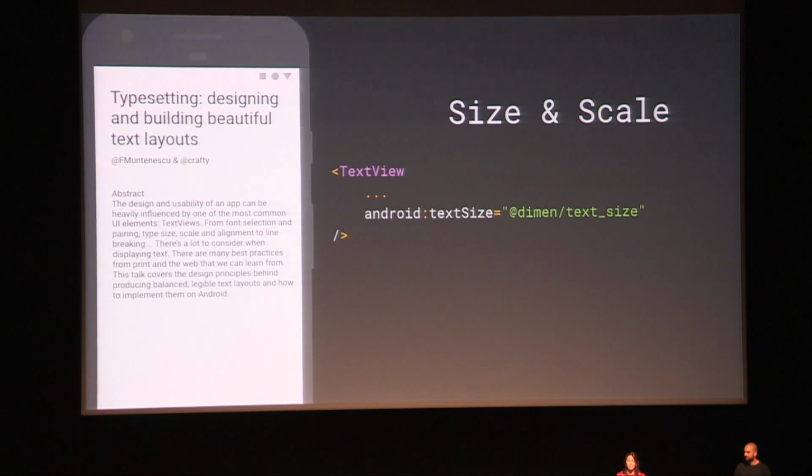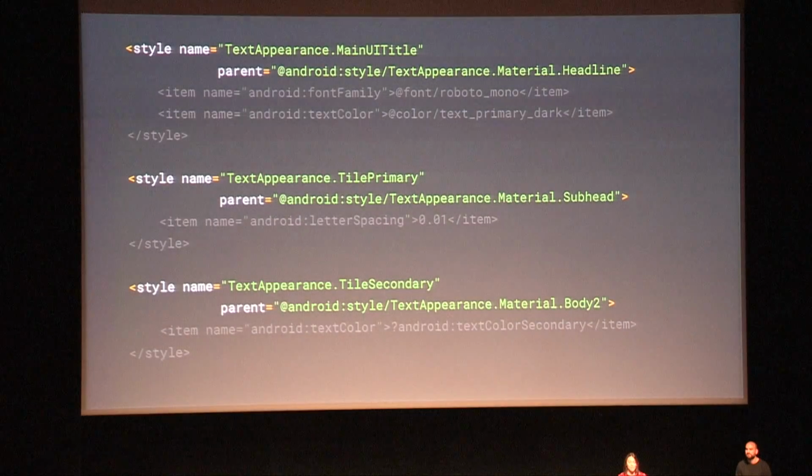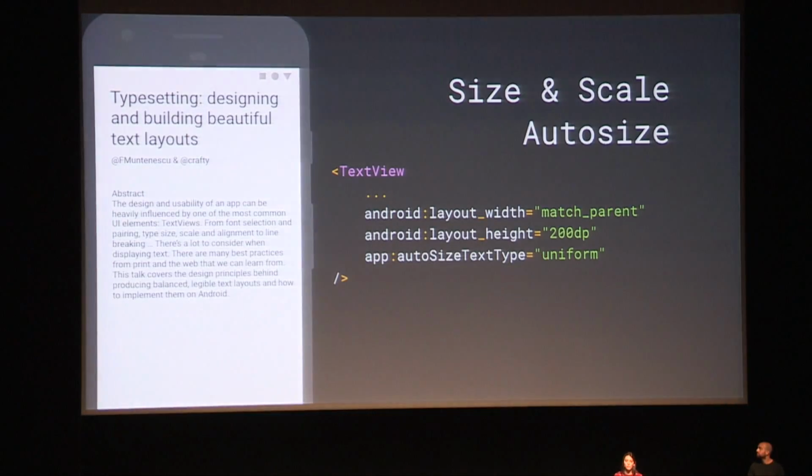Then, when we're talking about size and scale, we're used to just setting the text size based on some dimension. But what's even better to use is to set up some text appearances and actually stick to them afterwards. So you can either extend from the text appearance.material or text appearance compat, or directly use those. And then, if you want your text to automatically scale based on the size of the text view, you can use the Autosize text type with the value uniform.